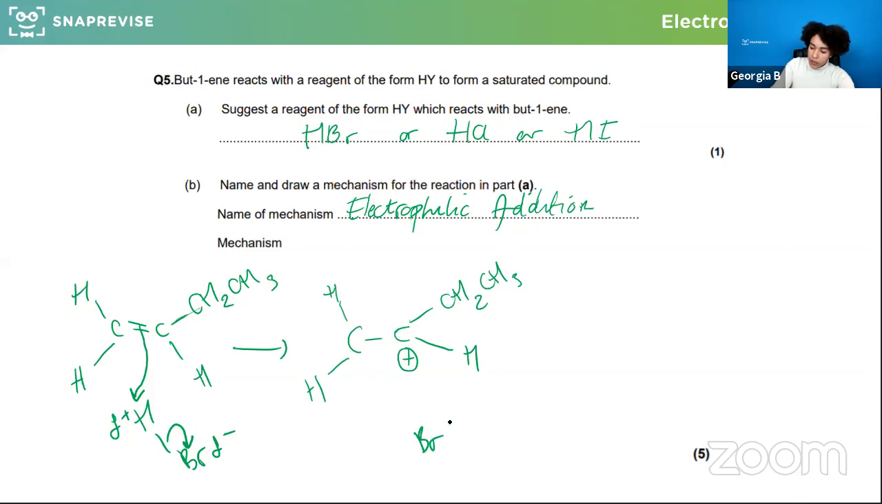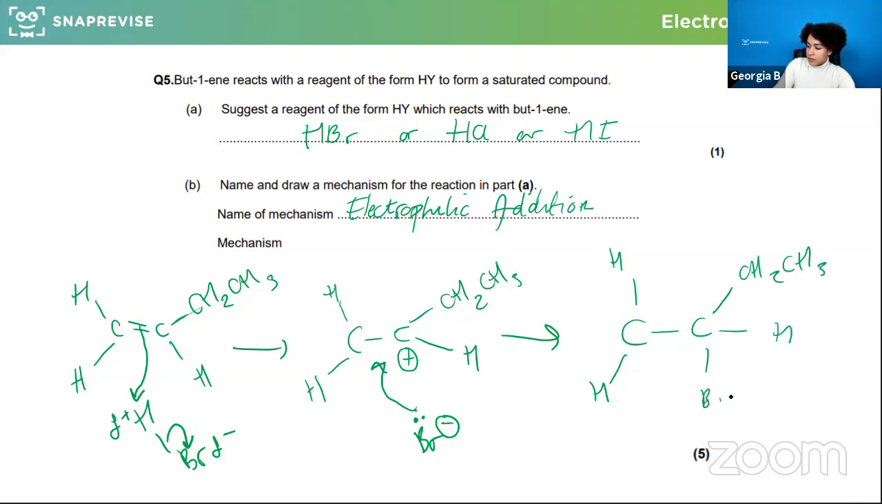And then of course we can have our Br minus attack with its lone pair of electrons to our carbocation and form a lovely bromoalkane.